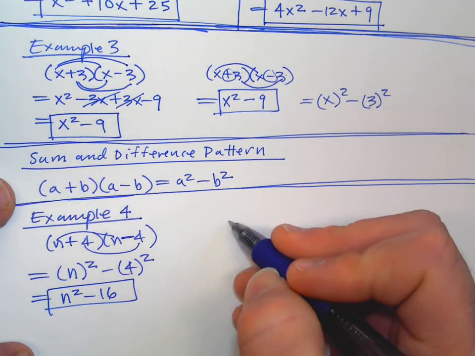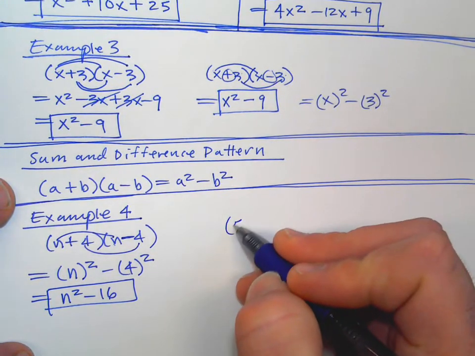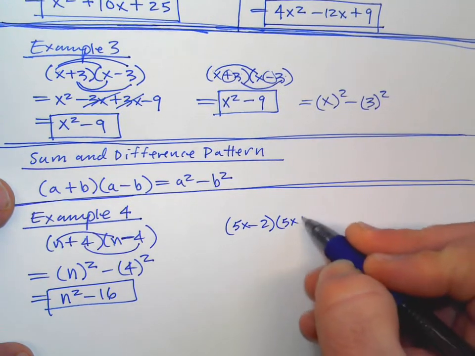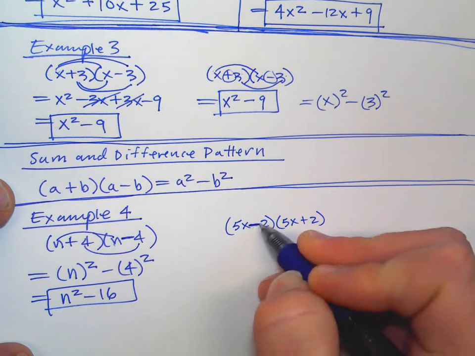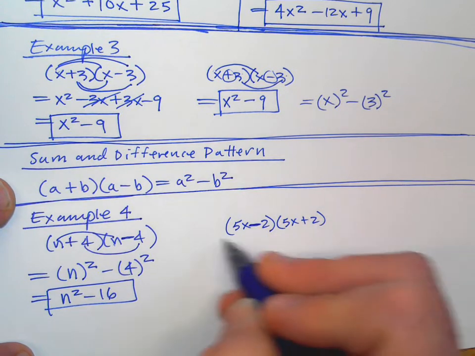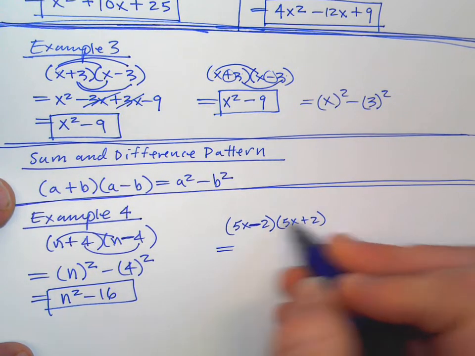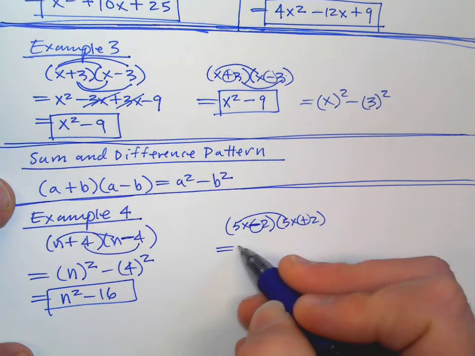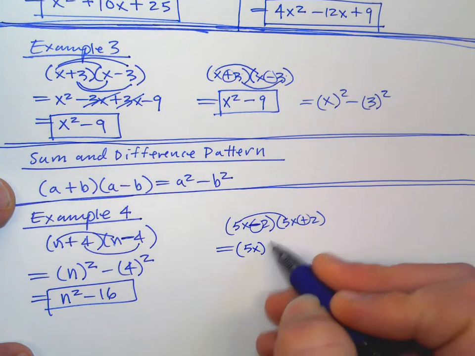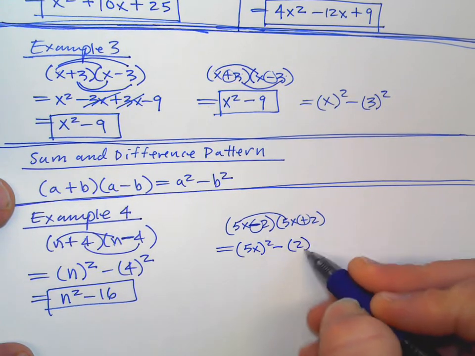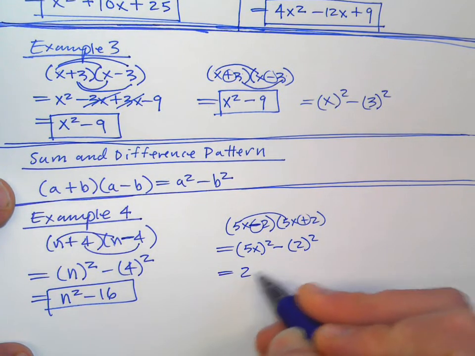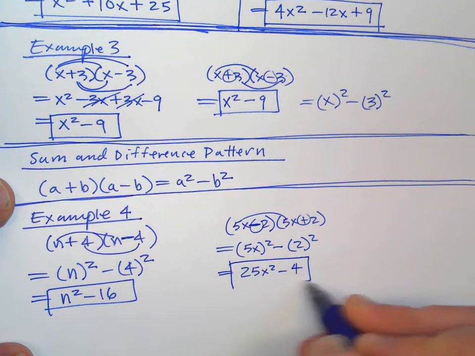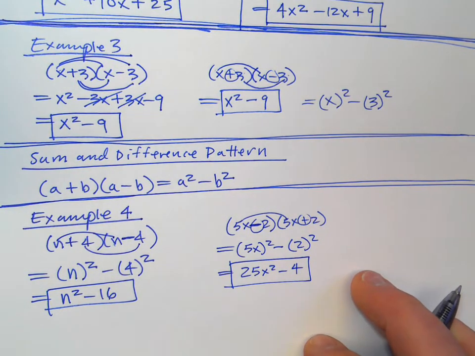Let's do another one. 5x minus 2, 5x plus 2. So this one has the minus first. Doesn't matter. Okay, it's a sum and difference pattern. They got to be exactly the same, but one's minus, one's plus. So we could say 5x squared minus 2 squared. 25x squared minus 4. Okay.